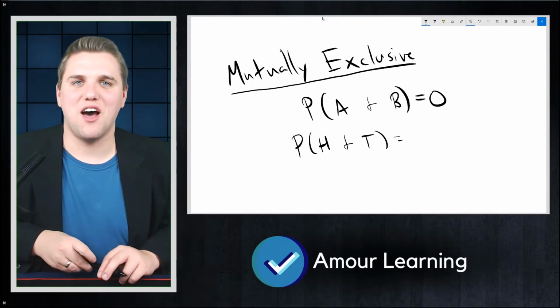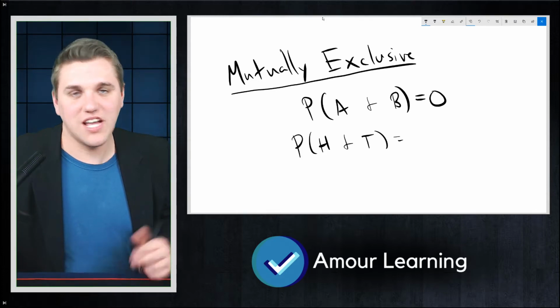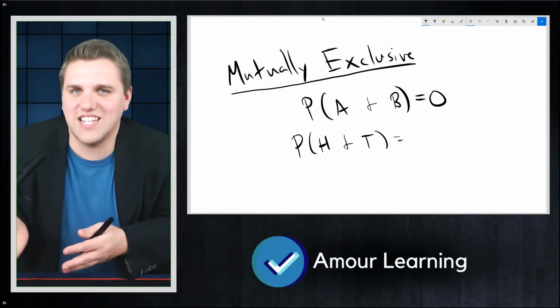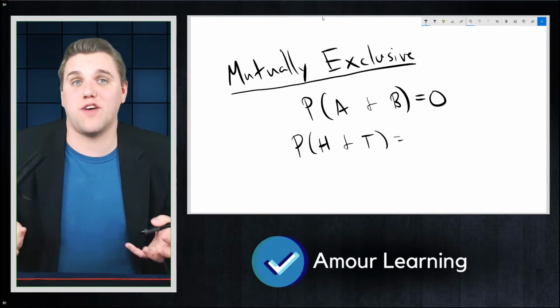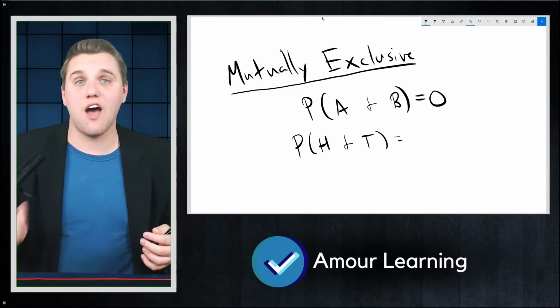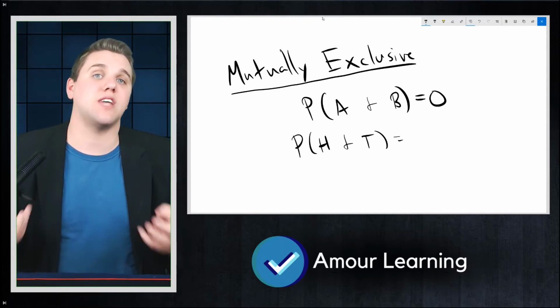That's all right. This is kind of an obvious question. It's 0, because you can't get a heads and a tails at the same time. They're mutually exclusive events. Either one happens or the other. They cannot both simultaneously happen.